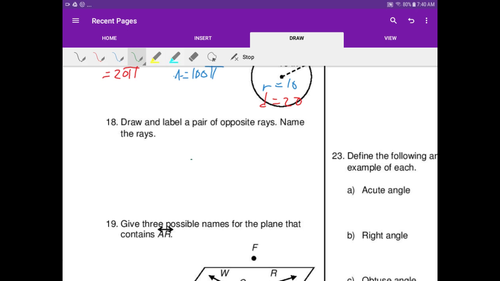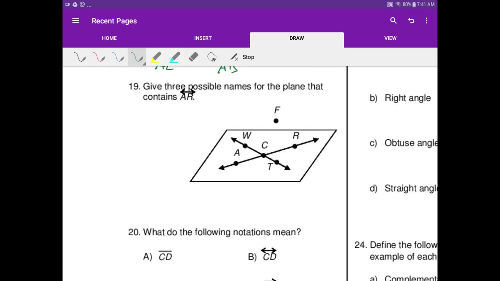Opposite rays, so you have A, B, so here's a ray, and then the opposite ray is going to go over there to this. So it's ray AC and ray AB, because A is the one in the middle shooting the rays out to the left and to the right.